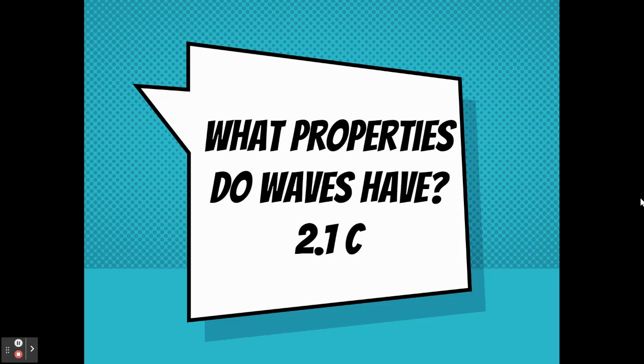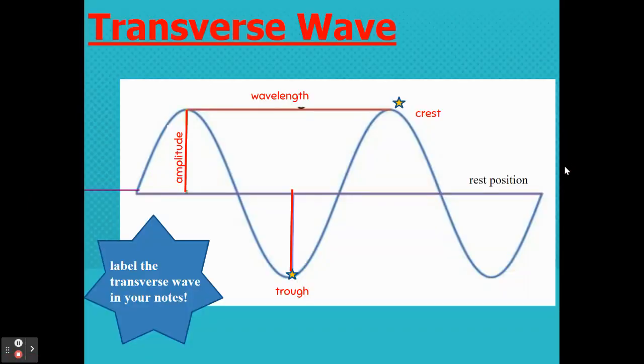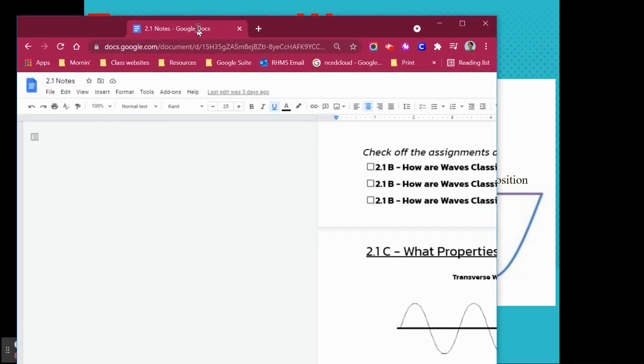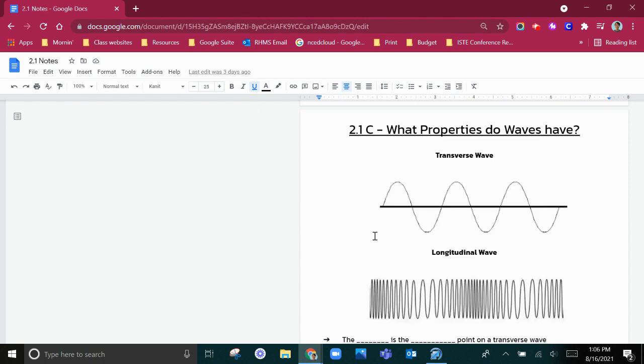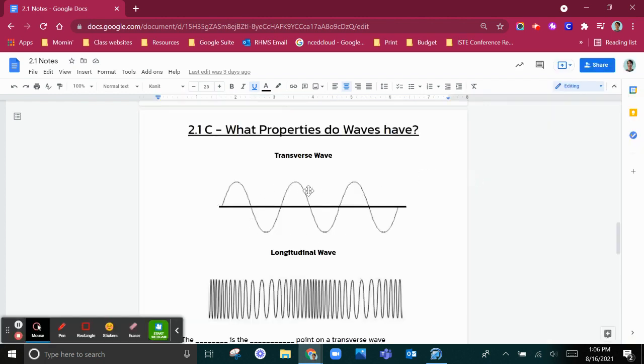We're on 2.1c. What properties do waves have? So first thing you're going to do is label the transverse wave in your notes. Your notes should look like this. And you're going to label it on your notes here. You're going to have to draw some lines, but you're going to label this transverse wave.